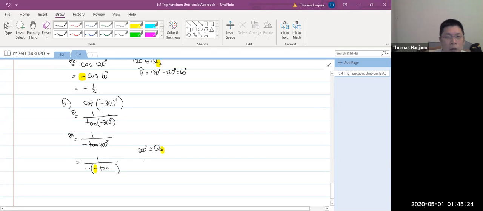Okay, and the reference angle will be 60 degrees. So that will be negative tangent 60 degrees. Now I have two negatives that will cancel each other. So I will get 1 over tangent 60 degrees, which is radical 3. Rationalize. Good.